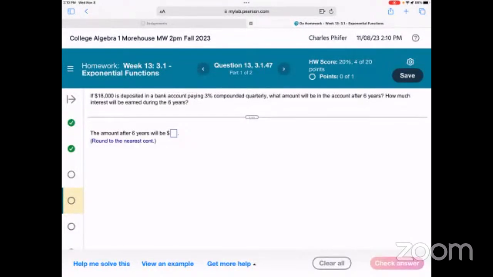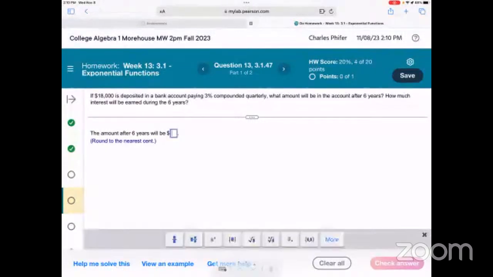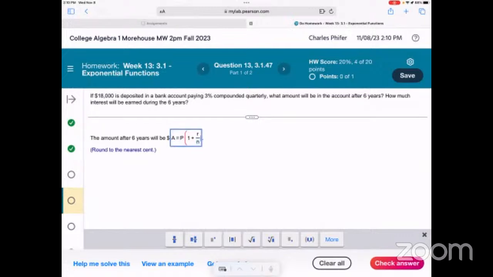If $18,000 is deposited into a bank account paying 3% compounded quarterly, what amount will be in the account after 6 years? Okay. So I'm going to do my notes here. We're doing compound interest. So the formula is going to be the future amount equals P times (1 plus R over N) to the power of N times T. Okay. So we're solving for the future amount.